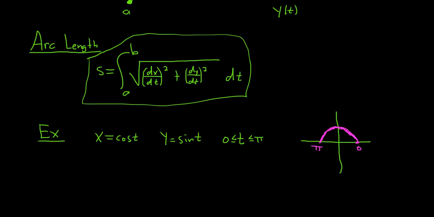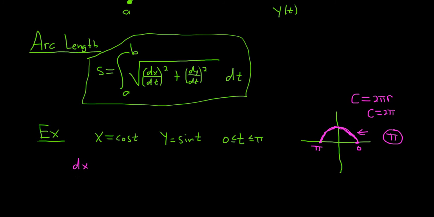So recall from basic math, the circumference of a circle is 2 pi r. So for the unit circle, r is equal to 1, so the circumference is 2 pi. But this is half of the unit circle, so the circumference is just pi rather. So our answer should be pi, because it's half of the unit circle. Let's verify that with calculus using the arc length formula.